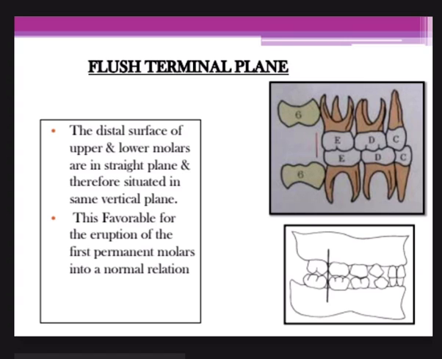That we will discuss at a later stage. Okay, but right now just keep this in mind. Flush means the distal surface of the mandibular second primary molar and the distal surface of the maxillary second primary molar are in a straight line, in the same vertical plane. And flush will give rise to class 1 the majority of the times.